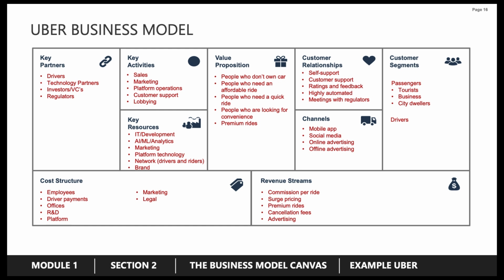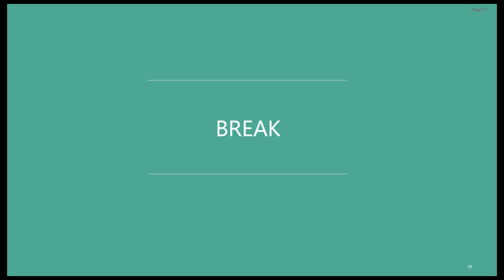And in terms of then how they make their money, they've got things like commissions per ride, surge pricing, premium pricing for different types of rides, cancellation fees and advertising. Okay, so that gives you an idea of a total business model canvas, and that one's just focused on Uber. So there's a lot of pieces to it, but you can already see that it gives you a really structured way of understanding how a business works.